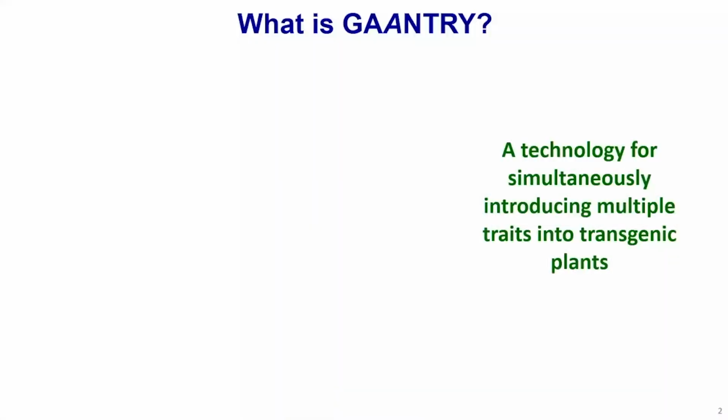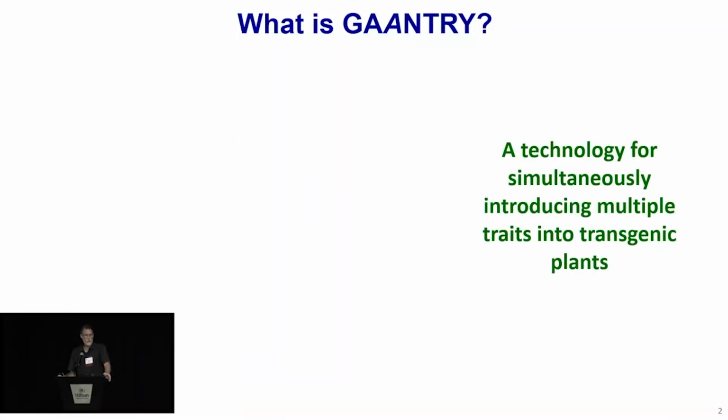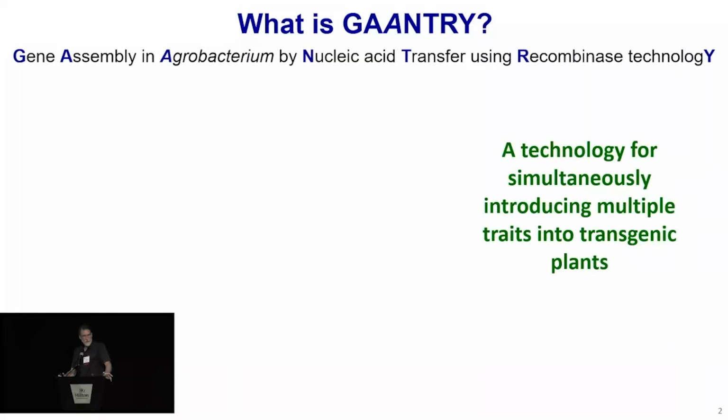Thanks, Kinsub. Thanks everyone for coming to this first session of the meeting, and I'm very glad to be here. It almost didn't happen. Today I'm going to talk about a system we developed in my laboratory called GAANTRY. It's a modular cloning system, and it's going to add to some of the great introduction that Katie gave on Golden Gate cloning. First I'll tell you what GAANTRY is. It's a technology that you can use to simultaneously introduce multiple traits into transgenic plants. The postdoc in my lab, Ray Collier, came up with the name, and it's a modified acronym that stands for Gene Assembly in Agrobacterium by Nucleic Acid Transfer using Recombinase Technology. I can't even remember that.